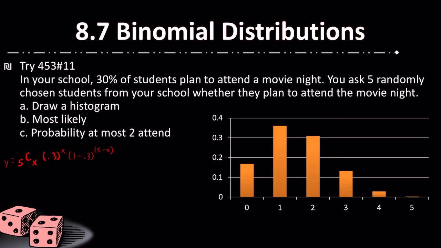All right, so what's the most likely? It looks like it's a 1. Probability at most to attend, so that is all those. Add those together, and you end up with 0.83692, or about 84%.